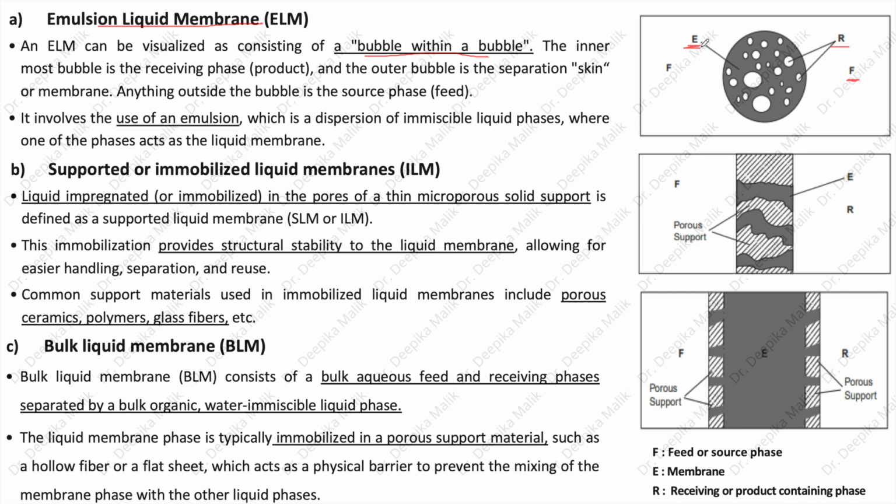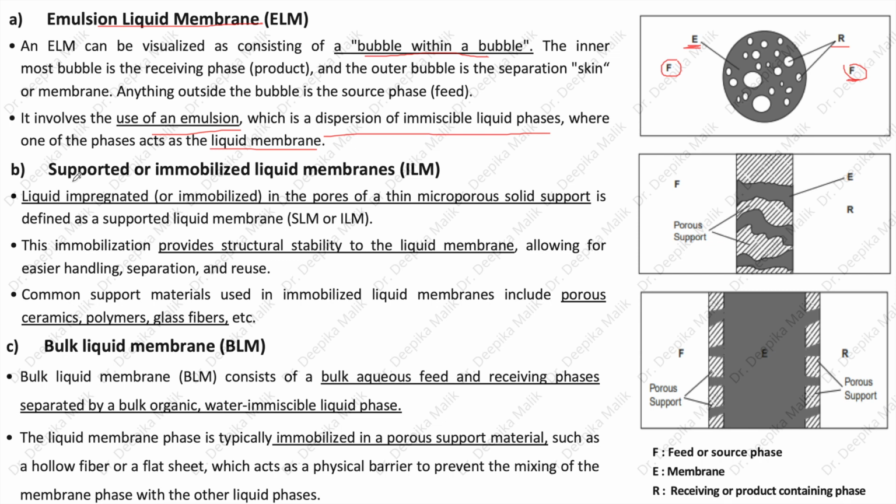In emulsion liquid membrane, the innermost bubble is the receiving phase, the outer bubble is the separation skin or membrane, anything that is present outside the bubble is the source phase. It involves the use of an emulsion, which is a dispersion of immiscible liquid phases where one of the phases acts as a liquid membrane.